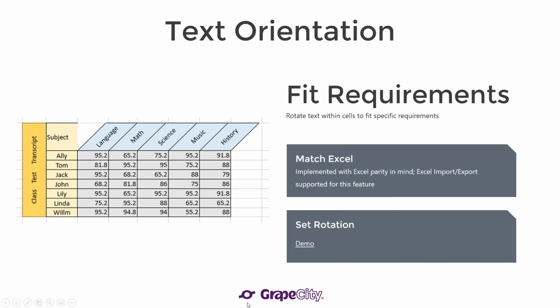Another great feature we added in V13 was the ability to rotate text within cells. This allows users to satisfy specific requirements they might have, not only rotating text, but in some cases extending that rotated text into adjacent cells. This feature was meant to match Excel's implementation of text rotation, making sure that imported and exported Excel files don't lose their rotation. And now I'll show you a short demo of how to set the rotation for cells.